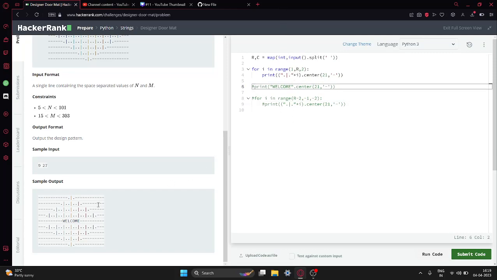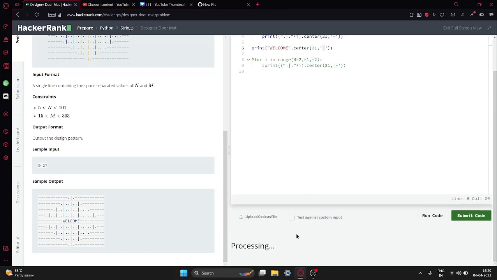And then we need to print WELCOME, and it should be in the center. So we are using print, WELCOME is the word we want to print, and center expresses the center of 21 characters, which means 21 divided by 2. We need to keep it in the center to be clear. WELCOME is kept in the middle, and the leftover space outside of it, in order to not keep the place blank, we filled with dash. Let me run and show you once.